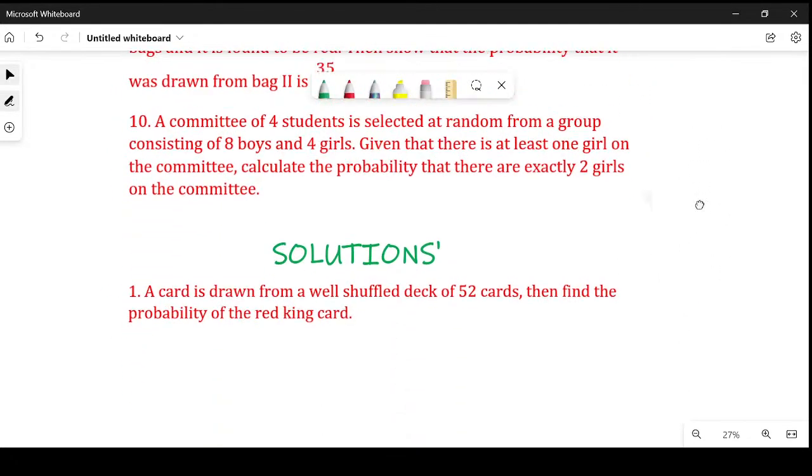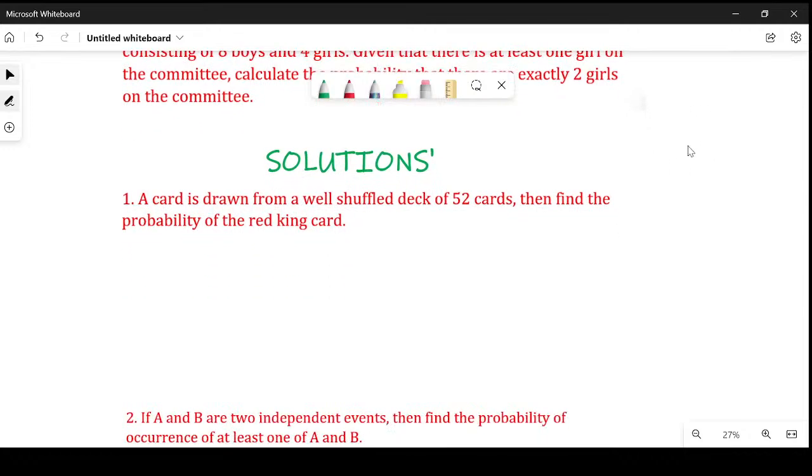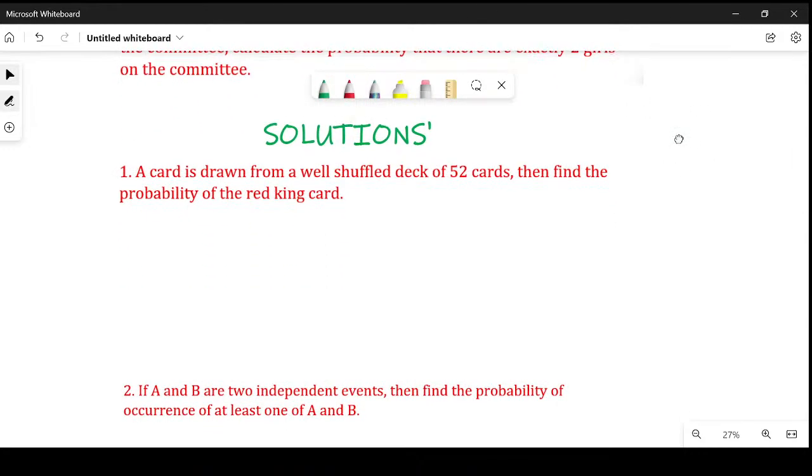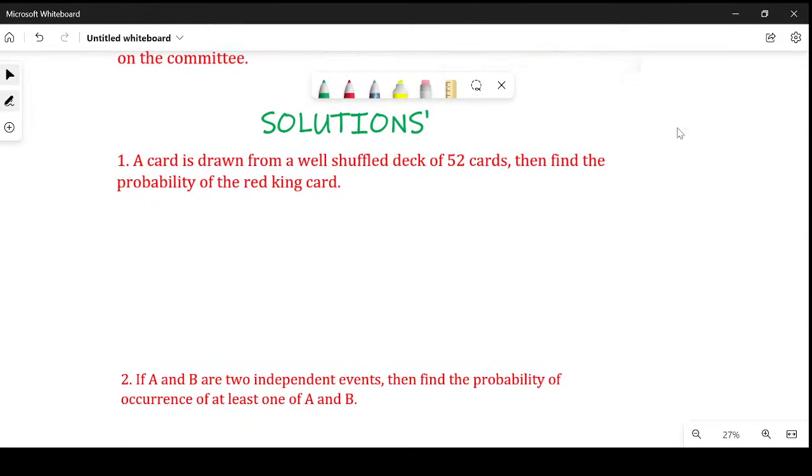Now the solutions. See the first problem. A card is drawn from a well-shuffled deck of 52 cards. Find the probability of a red king card. The card should be red and also a king. What is the probability of getting a red king card? This is a simple question.